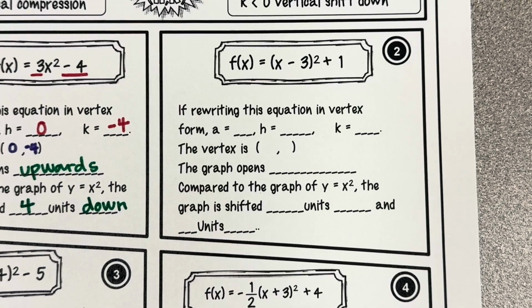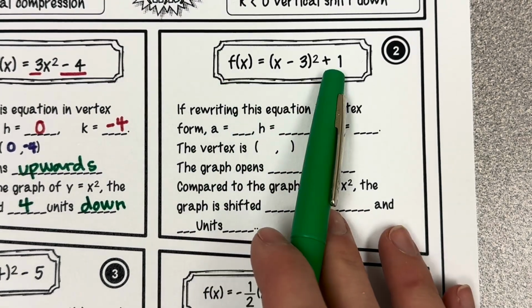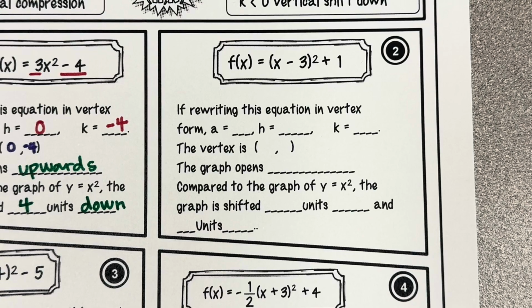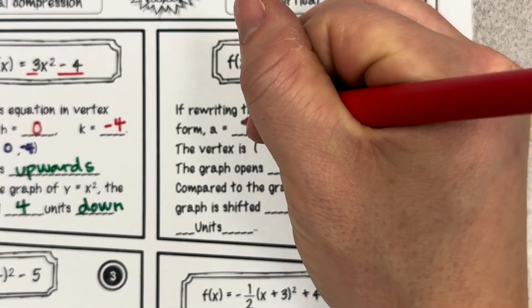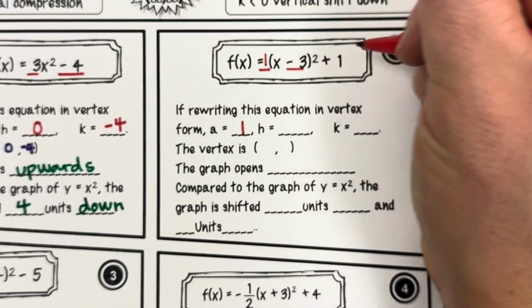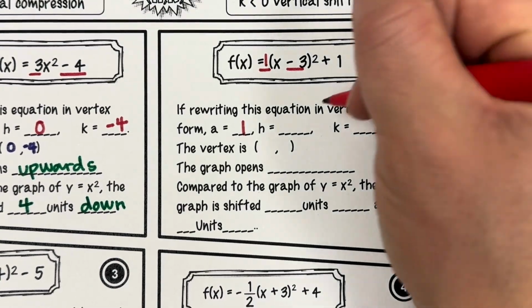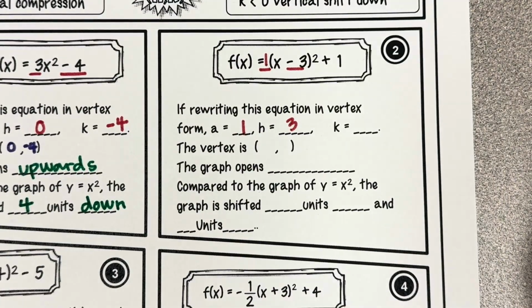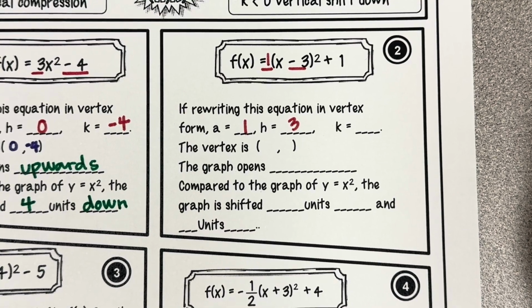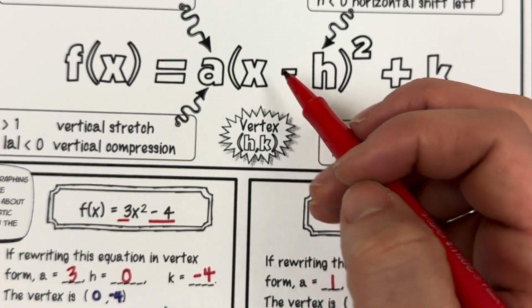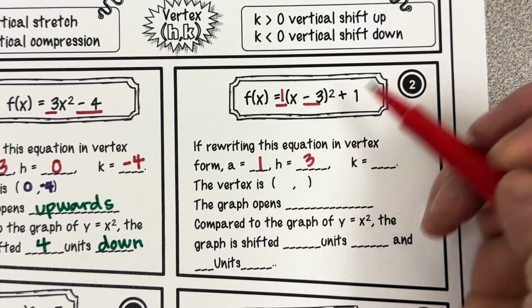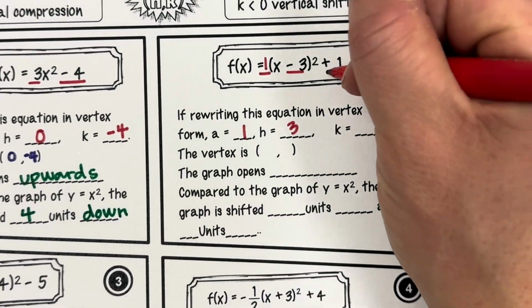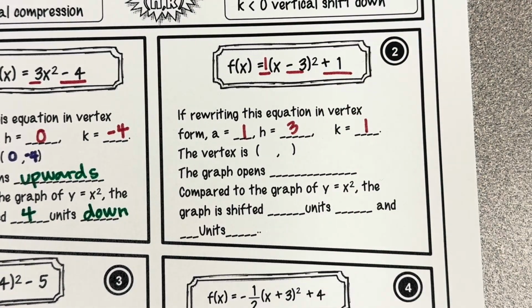Let's go to box number 2. Here's our function that it's giving us right here. If rewriting this equation in vertex form, our A is our leading coefficient, which is actually going to be this invisible 1. H is on the inside. That is going to be 3, and there's a reason it's a +3. If you guys remember way back when we talked about vertex form, the negative in the form actually tells us to flip the sign. Because it's already a negative here, it changes to a positive. And then K is on the end, +1.